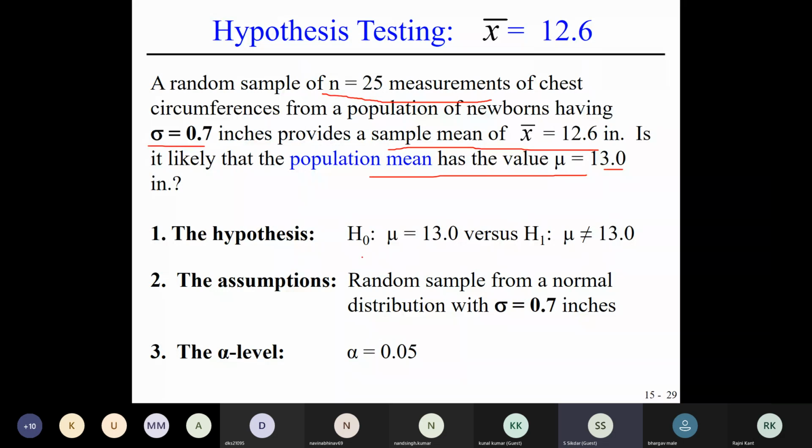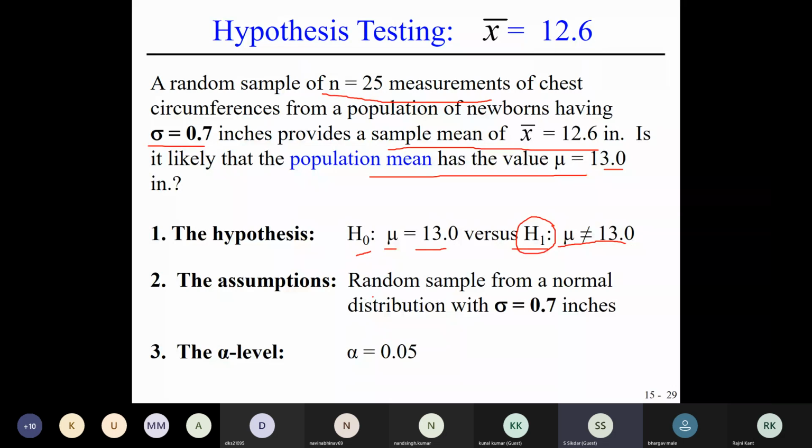Now, for the hypothesis, we first start with the null hypothesis. We say that mu is equal to 13.0 versus H1, that it cannot be 13.0. So let's assume that 13.0 is correct. That is H0, and the other one is that H1 is that it is not 13.0.